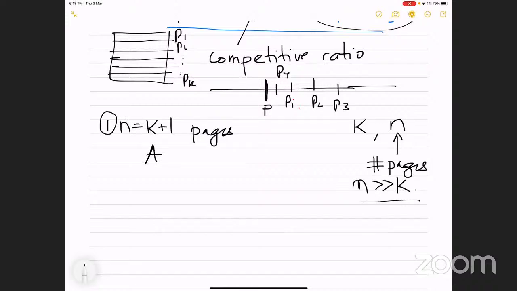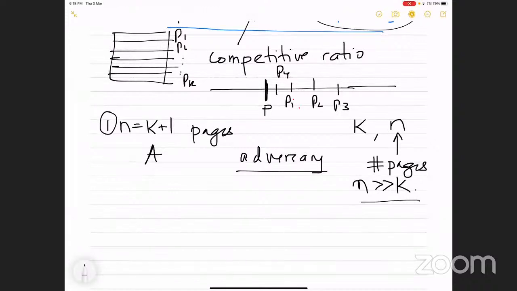Now, the way to think about online algorithms is that you think of somebody who is looking at this algorithm A. Let's say there is an adversary, and it looks at what A is doing, and at each time it will give a page request which will be very bad for A, which will make A pay a lot. So let's see how this happens.